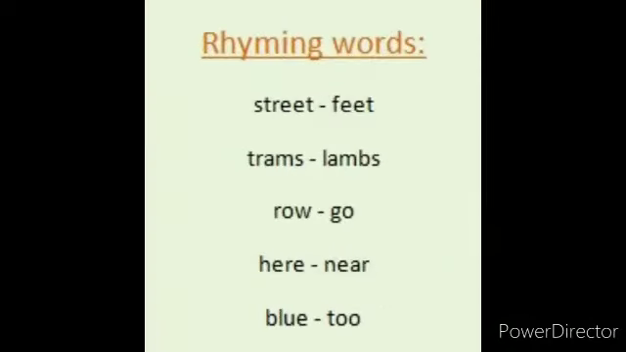So, well, here, let us jot down a few rhyming words from the poem. Street, feet, trams, lamps, row, go, here, near, blue, too. Let us read them again. Street, feet, trams, lamps, row, go, here, near, blue, too.